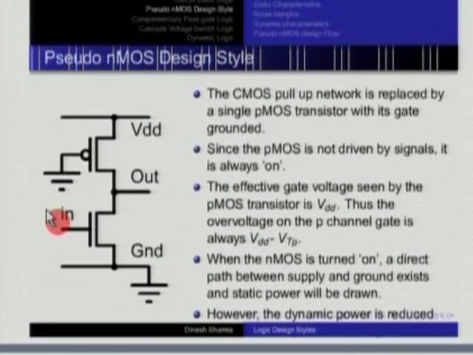However, the pseudo NMOS design style has some advantages. For example, notice that the input goes only to one transistor, and this is the NMOS, which is physically smaller than the PMOS for the same amount of conduction. As a result, the capacitive load on the input is relatively small, and at high frequency, the dynamic power consumption can be smaller than in the case of CMOS. So, it does have some advantages, particularly at high frequencies. However, what concerns us right now is its suitability for its use in programmable logic.